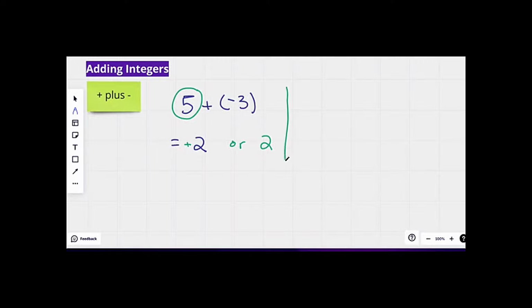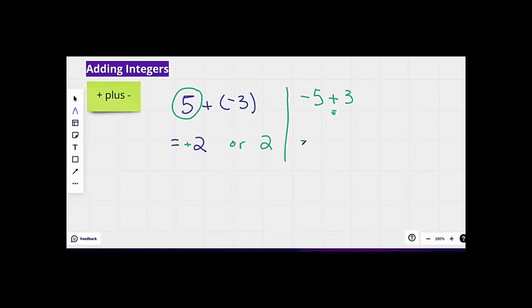Okay, let's have another example. What if we had negative 5 plus 3? By not having the negative sign in front of the 3, we know it's a positive number. Forget about this. This is not the sign of the number. This is just the operation that we're doing. We're adding, okay? So if there's no little negative sign beside the 3, we know that 3 is positive. So if we've got negative 5 plus positive 3, what do we do?